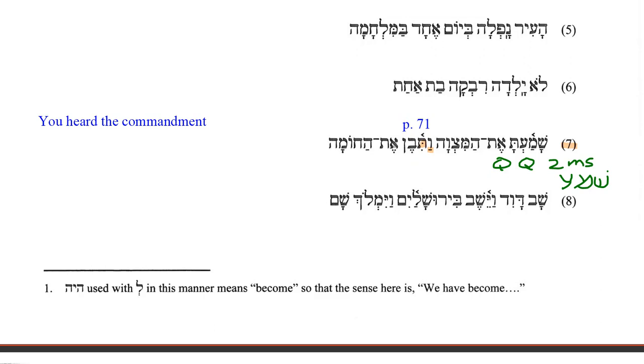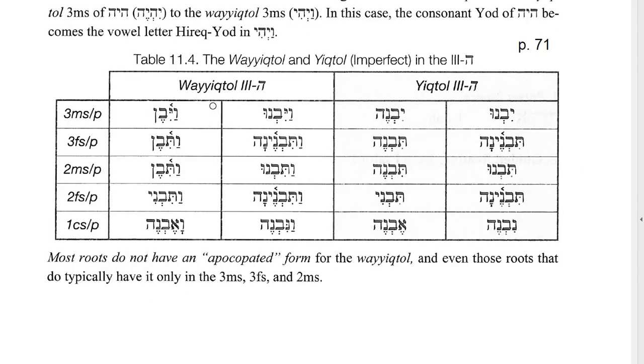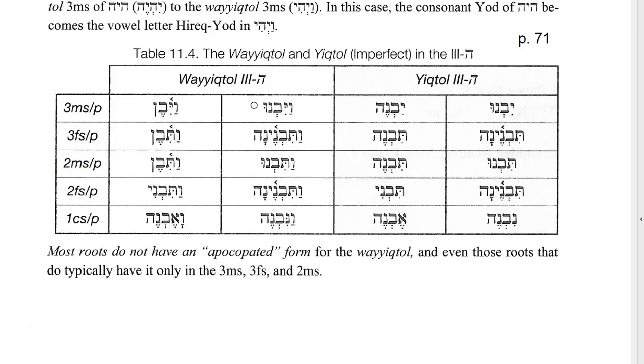So without even having to go and look in my chart for bana, which is a 3-hey verb, and the hey drops off in the Yiqtol, we can verify that on page 71. Notice the Yiqtol forms for 3-hey verbs, of which bana is one. And we have wativen. Now notice that this could be a third feminine singular or a second masculine singular, either one. They have the same form. We'll need to look and see from context what's going on.